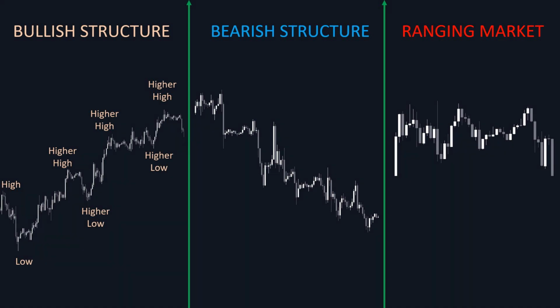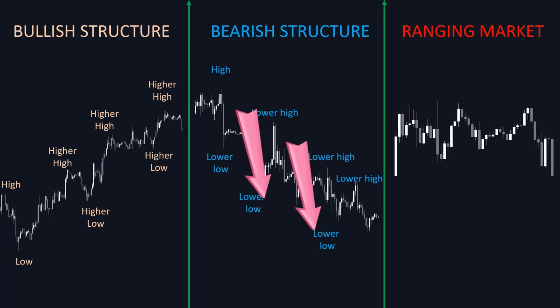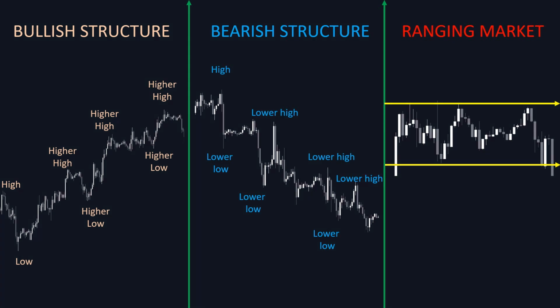Number 2, bearish structure. In a bearish trend, price forms lower highs and lower lows. This indicates that sellers are in control, driving the market downward as supply exceeds demand. Each attempt by buyers to push prices higher results in weaker rallies, creating lower highs, while sellers consistently push prices to new lows. Traders typically look for opportunities to sell during retracements to lower highs, aligning their trades with the prevailing downward momentum.